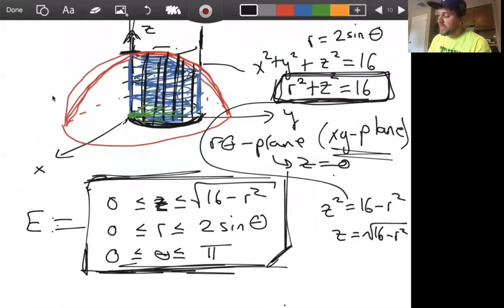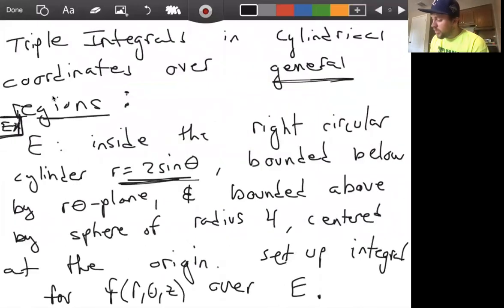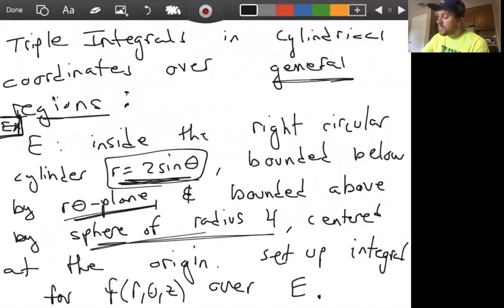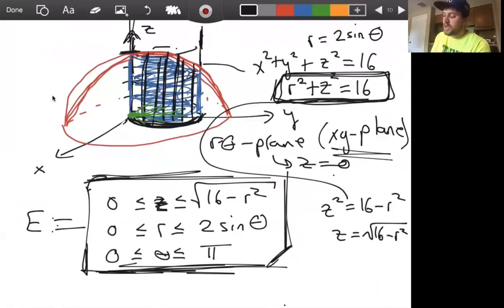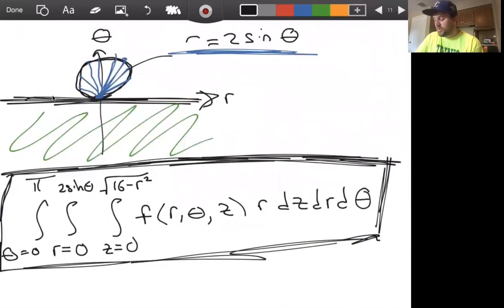You look at the information that's given, like what we're bounded by, right? We're bounded by 2 sine theta. We're bounded below the r theta plane, bounded above by a sphere of radius 4. You take all of these pieces of information, turn it into our equations and pictures that we can understand, and then from there you can argue what the bounds should be. And then once you know what the bounds should be, you can set your integral up.